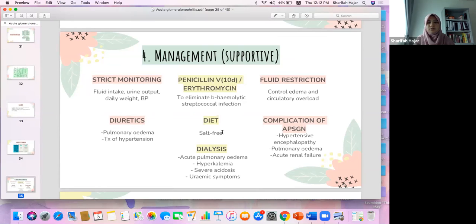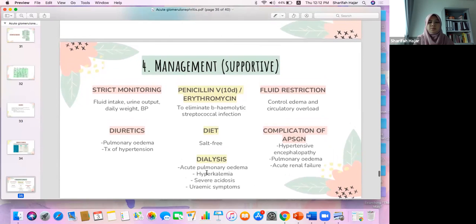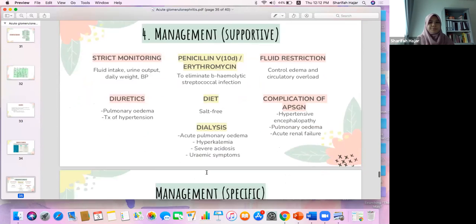Diet should be salt-free, because the patient has a lot of salt in the body because of the retention. The complications are hypertensive encephalopathy, pulmonary edema, and also acute renal failure. And dialysis is just for acute pulmonary edema, hyperkalemia, severe acidosis, and also uremic symptoms.